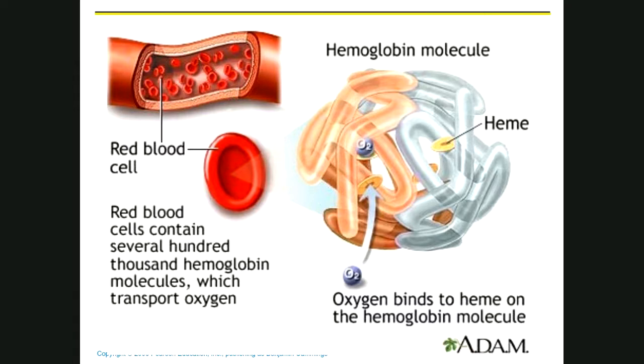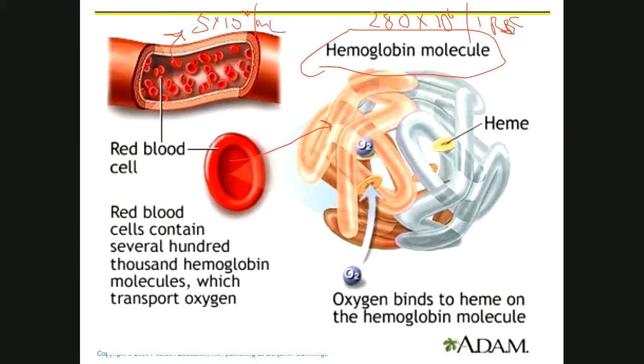And so if I look in there, I see it's packed full of hemoglobin. There's about 280 million molecules of hemoglobin in just one red blood cell, just one. And then think about how many we have, about 5 million red blood cells in every milliliter of blood. And then remember, we have 5 liters of blood.